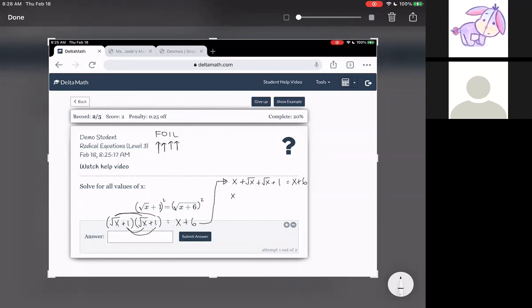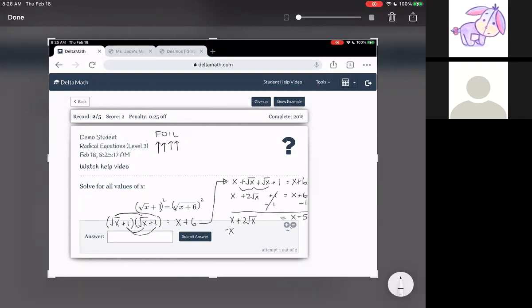So we have our x. These two are plus 2 square root of x. And then we have our plus 1 equals x plus 6. All right, now let's bring everything over. So I'm going to minus 1. X plus 2 square root of x cancels out equals x plus 5.